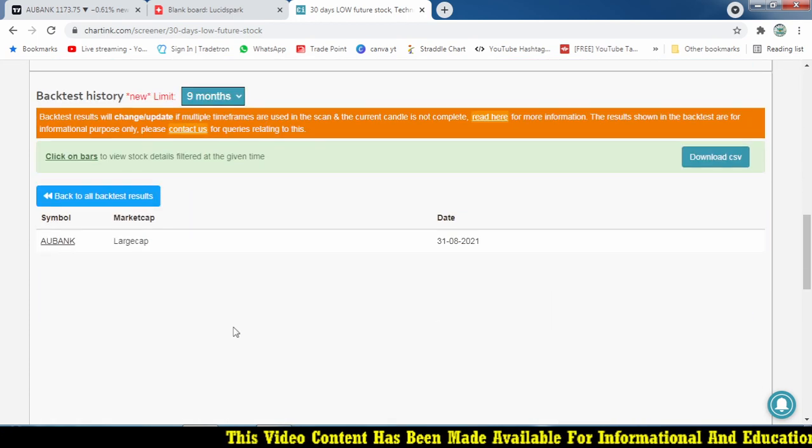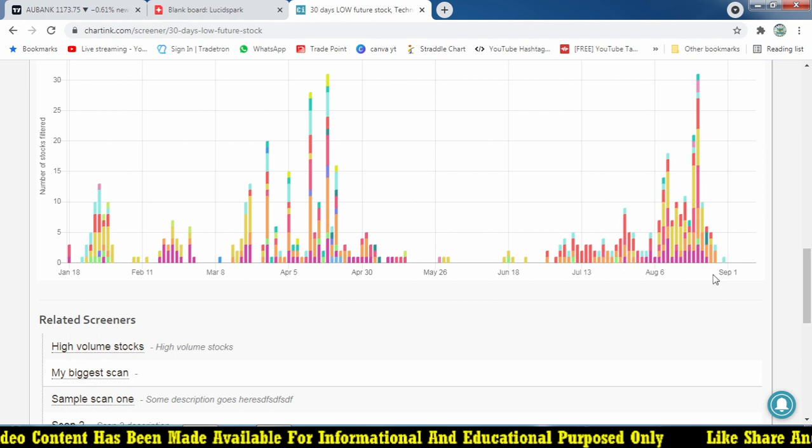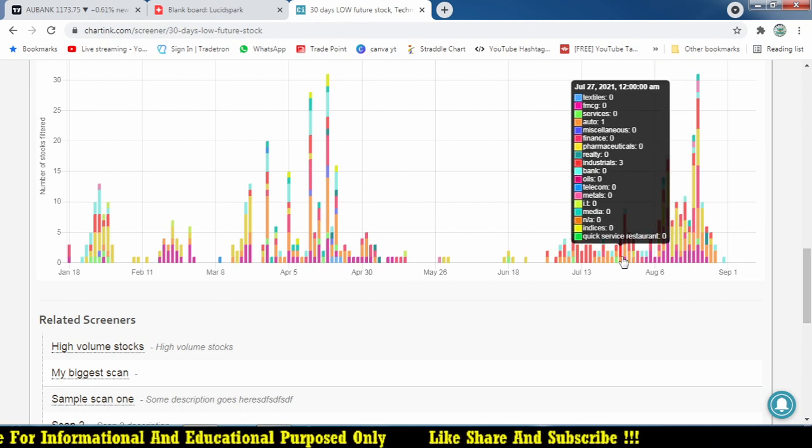And previously, any other stock which forms this kind of pattern? So this one is not giving you such a great opportunity immediately. If you wait for 10-15 days, there is a good opportunity.